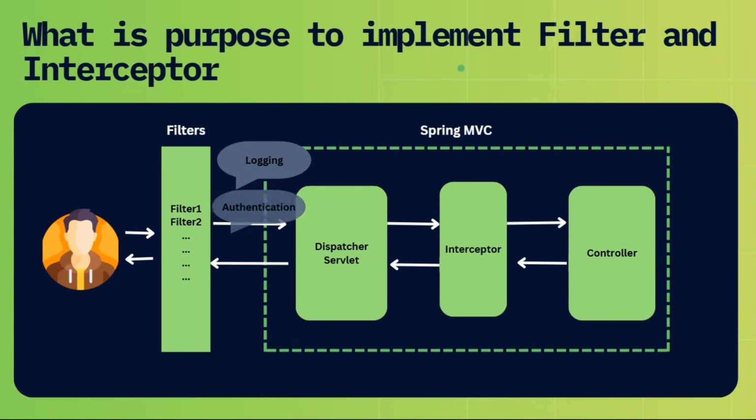2. Authentication. Before a user can access secure endpoints, you often need to check whether they are authenticated. A filter or interceptor can validate tokens, sessions, or credentials before allowing the request to continue. If authentication fails, the request is blocked immediately, even before reaching the controller.